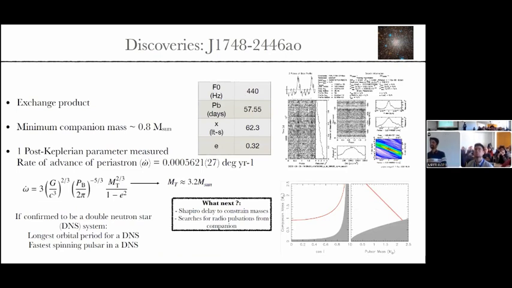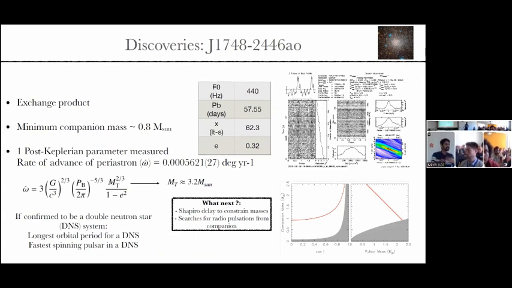Okay, coming to the discoveries. So one of the first discoveries we made was Terzan 5 AO. This was the 40th pulsar which was confirmed in the cluster. The spin period is around 2.27 milliseconds, and it's in a wide orbit of 57 days, and it's actually eccentric. It has an eccentricity of 0.32. So based on this and based on evolution scenarios, you would wonder how such a highly recycled system was formed. So the idea is it's most likely an exchange product.